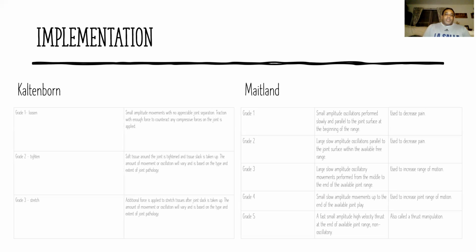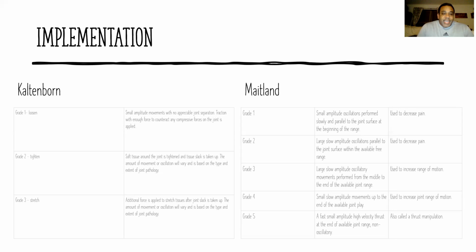Best practices, these are the two measured grades again. So you have a Kaltenborn grade 1 to loosen up the ligaments, small amplitude movements, no appreciable joint separation, traction with enough force to counteract any compressive forces on the joints is applied.